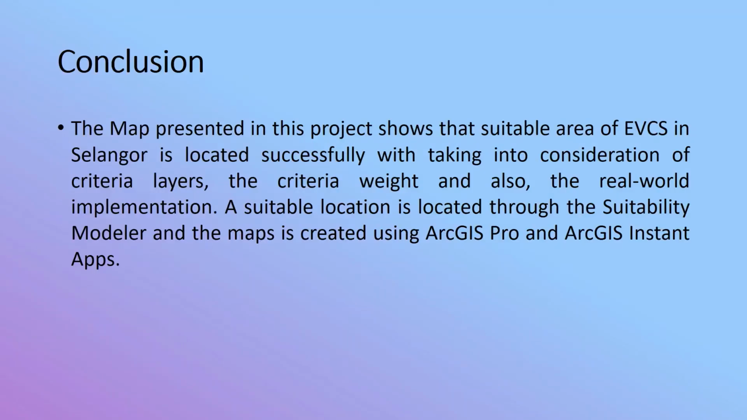As the result, the map presented in this project shows the suitable area of EV charging stations in Selangor is located successfully, taking into consideration the criteria layers, the criteria weight, and also the real-world implementation. A suitable location is located through the Suitability Modeler and the map is created using ArcGIS Pro and ArcGIS Instant App. This shows that ArcGIS helped this project to achieve the objective by analyzing and visualizing the data easily.